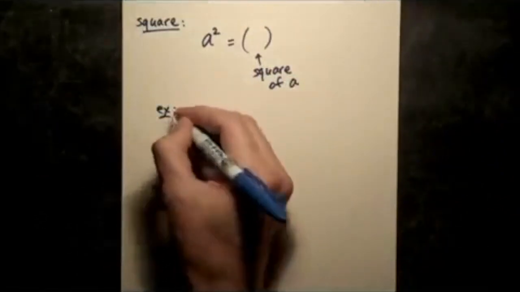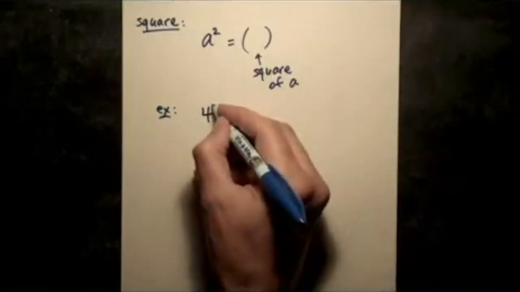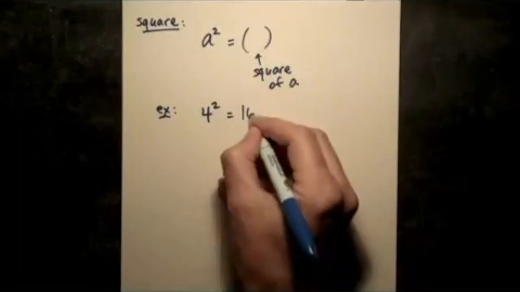Example, let's say we start with a base of 4. When we take its square, we get 4 squared. 4 times 4 is 16.